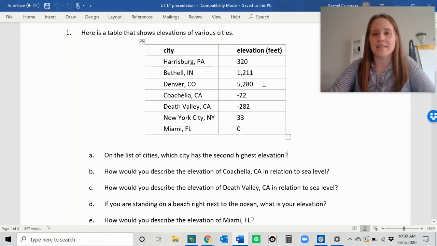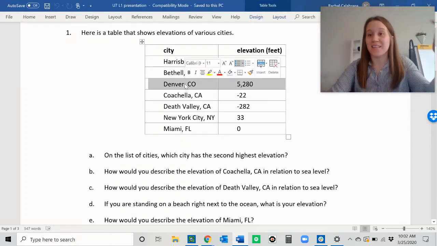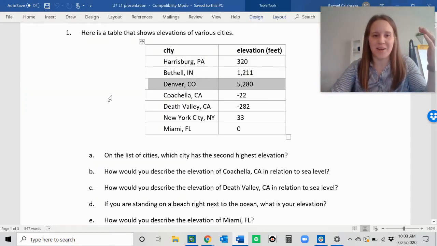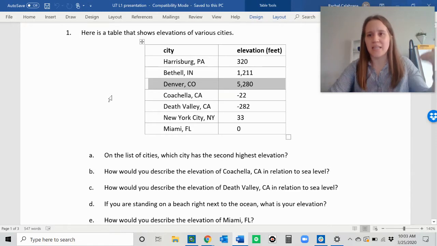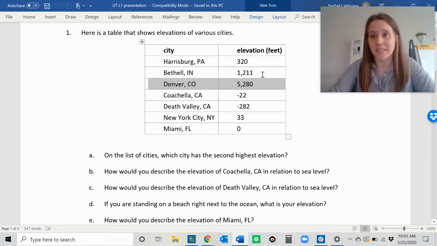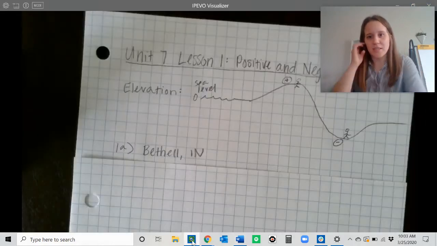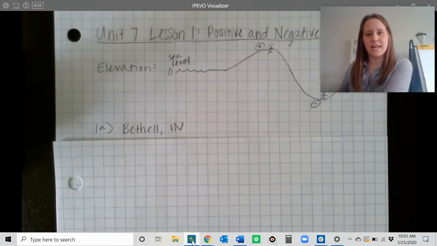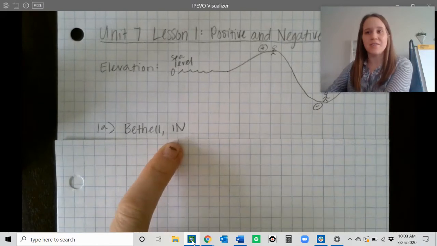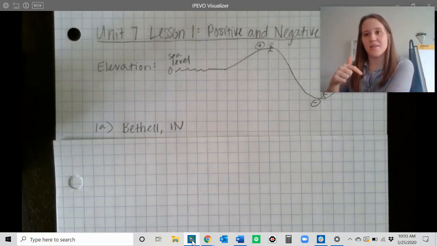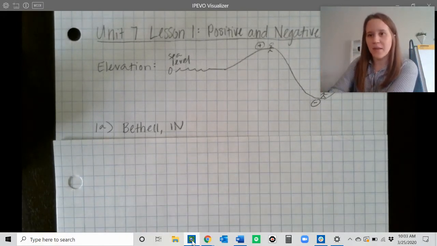So I can see in this table that Denver has the highest elevation. We've talked about that a little bit already. The one that is a little bit lower than that, actually a lot lower than that, is this one right here, Bethel, Indiana. So your paper should look like this. 1A is Bethel, Indiana. If you need to correct your answer, just pause the video now, correct your answer, and then hit play when you're ready to go.